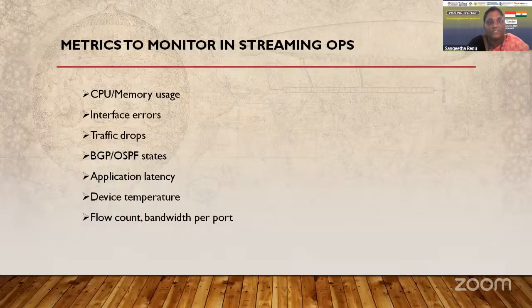BGP and OSPF states monitor dynamic routing protocols to ensure proper path convergence and stability. Application latency is the end-to-end delay affecting user experience. Device temperature focuses on preventing overheating-related shutdowns or failures, especially in high-density environments. Flow count and bandwidth per port help to detect over-utilization, DoS patterns, or sudden traffic spikes.